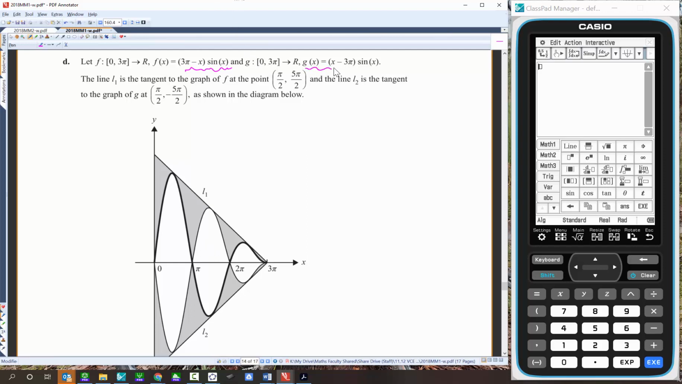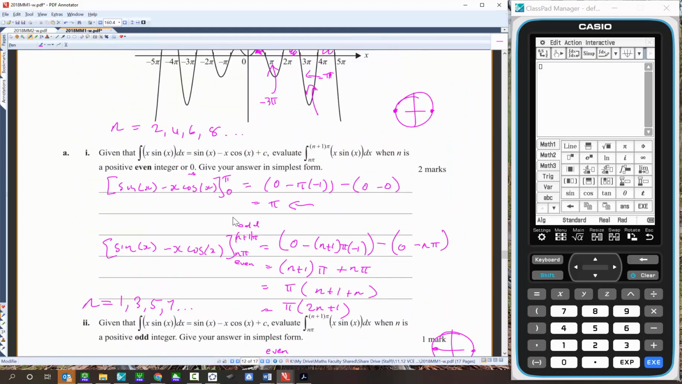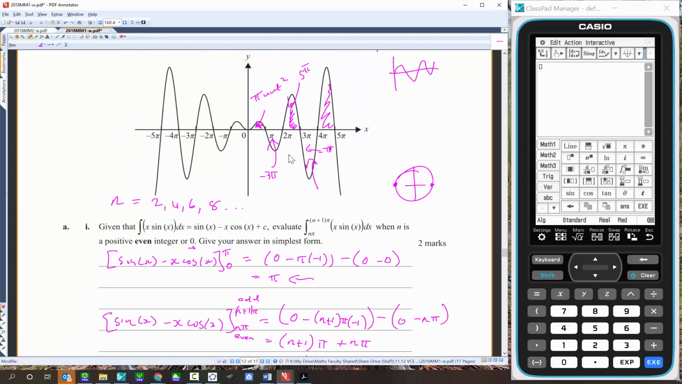And g of x is this same function, albeit it's been reflected. So we've got the translated original function. Let's have a look at the original function again. It's up here. All right, so they've translated it, which means they've moved it 3 pi units. So that part there has moved over to there, and they've also reflected it.